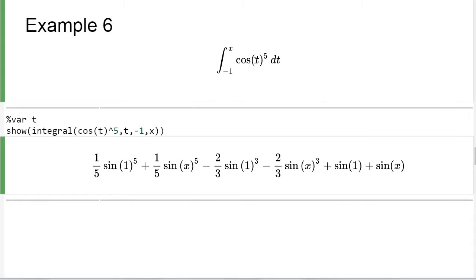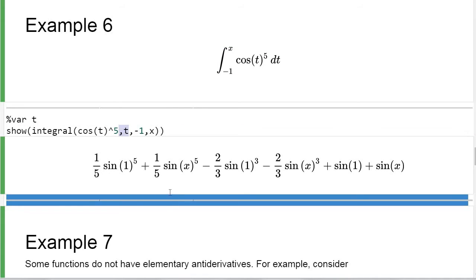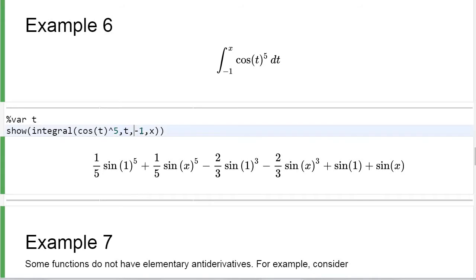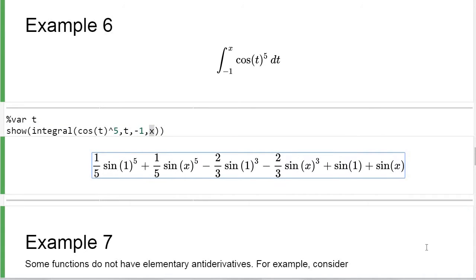And right here, the t is our variable of integration, and we have another variable x in the limit of integration, which is fine. So I told it that t was a variable, integral cosine t to the 5th power, and here comma t, that's my variable of integration. My limits of integration are -1 and x, and this is the answer.